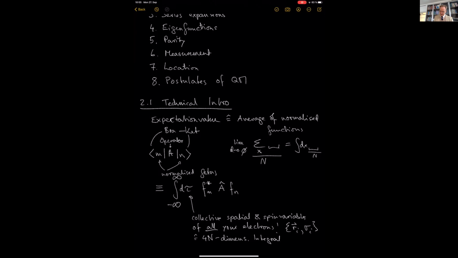Now, let me just make this a little bit more explicit. Of course, your F, your A, and your F depend on tau, right? Your orbital depends on the space, right? It's in there, and it depends on the spin, right? If you change the spin, you'll have a different orbital, right? So that's how you can think about this.